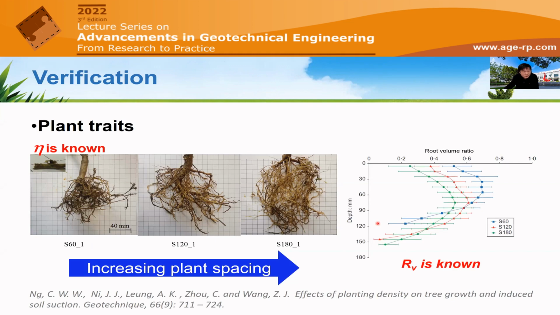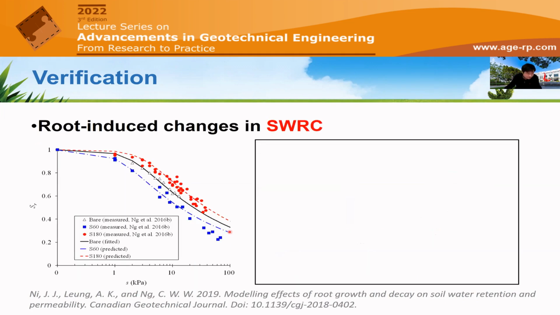So we do identify some root decay, if you look at this little image over there, by identifying the brittleness of the root. Then by careful counting, we are able to quantify the eta as well as the root decay proportion. By looking at this root morphology using the scanner, we can then determine the root volume ratio at different plant spacing cases. Okay, now we have all the parameters and we are ready for predicting the water retention curve.